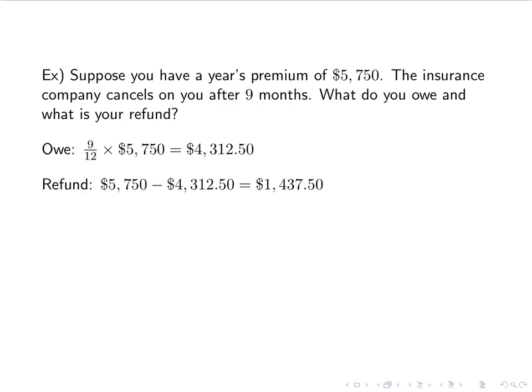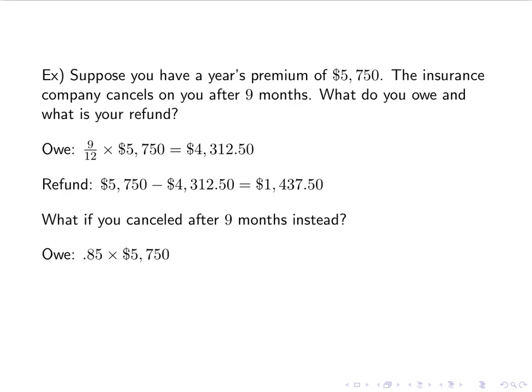So $1,437.50. What if you, as the business owner, canceled after 9 months? So the business owner cancels, we go back to that table. 9 months is 85%. So I'm going to pay 85% of the year's premium, which turns out to be $4,887.50. And again, the refund is the difference, $862.50.